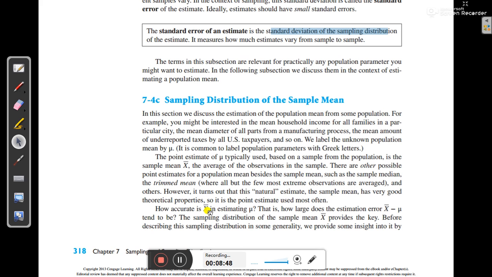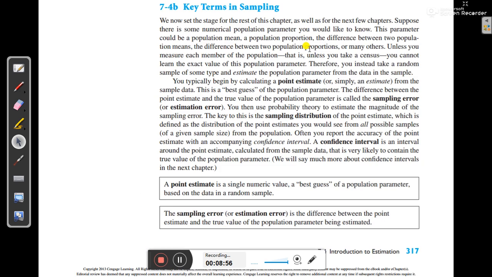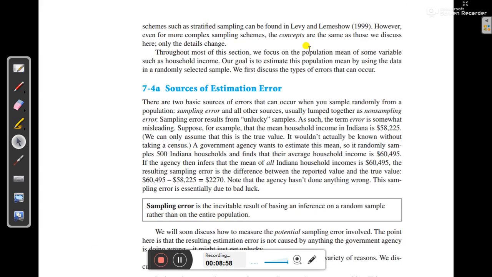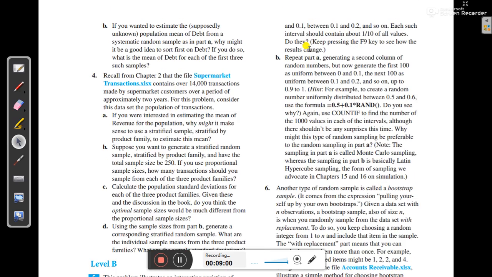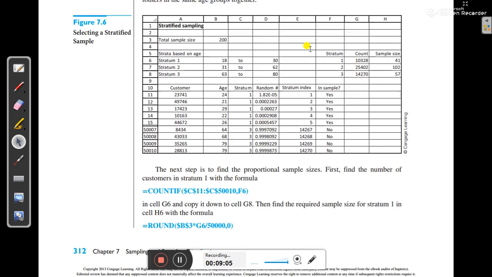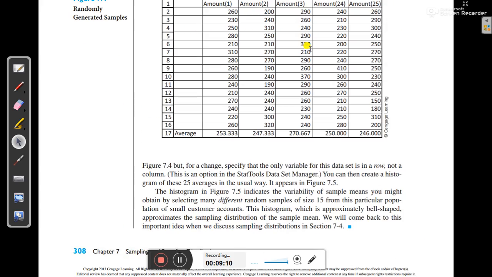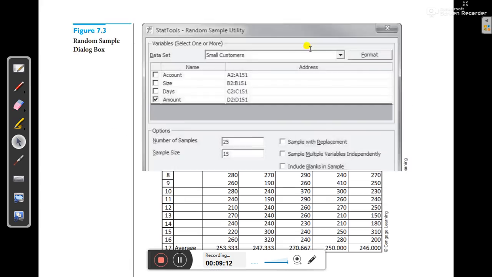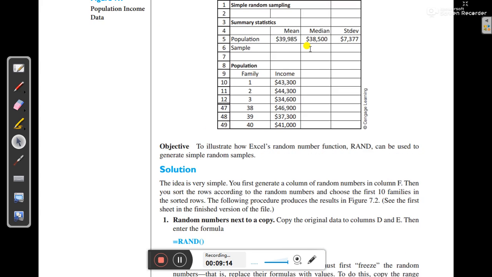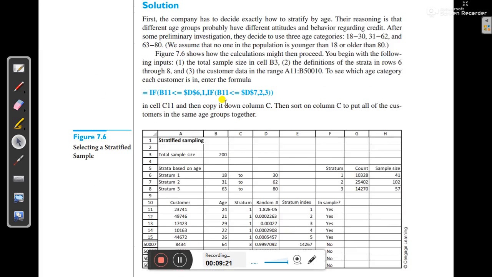Here you try to go through this. Suppose we go through the sample 7.1. So here, the annual income example is what we are talking about. So we'll go through that.